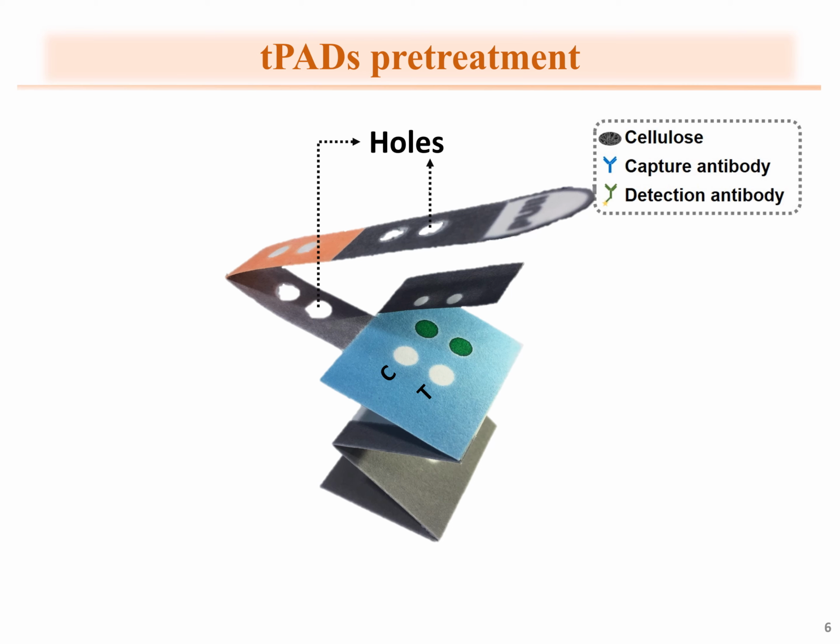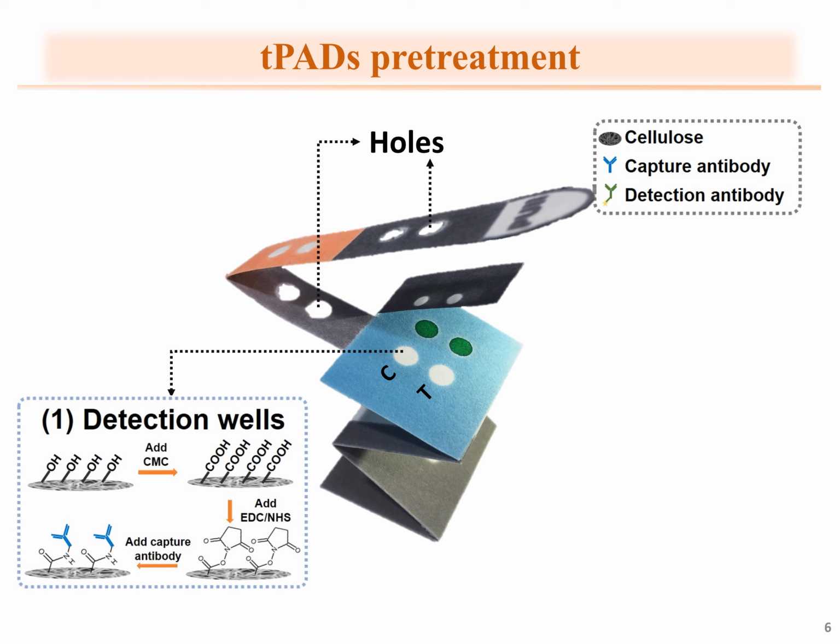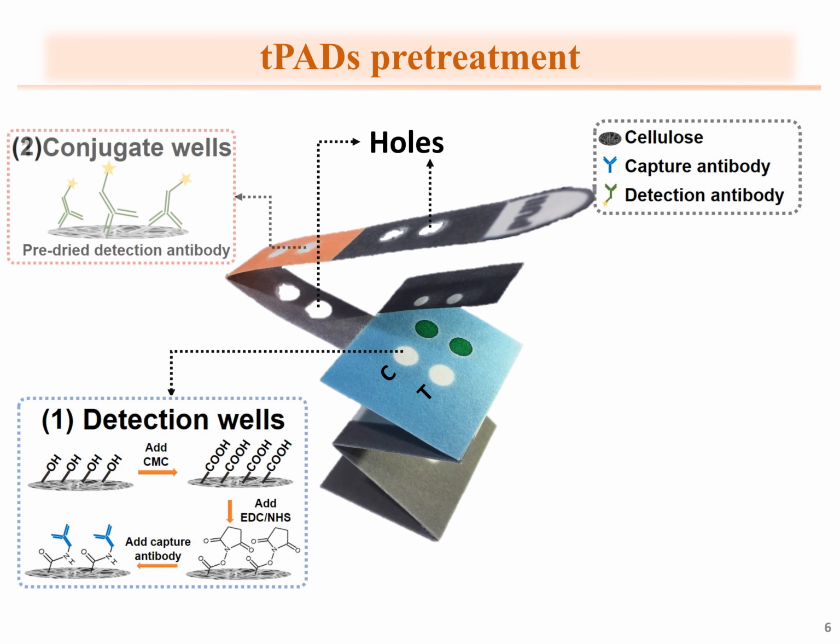Before the testing, we pre-treat the T-pads to achieve the purpose of being user-friendly. The first area is comprised of a detection pad featuring test and control detection wells, which are surface modified with capture antibodies used to absorb the antigens when the sample solution is added onto these wells. The second area includes a strip of paper featuring two conjugate wells with dry detection antibodies, which are washed down to the detection wells after adding the washing buffer to the conjugate wells, and bind with the antigens absorbed by the capture antibody on the detection wells.